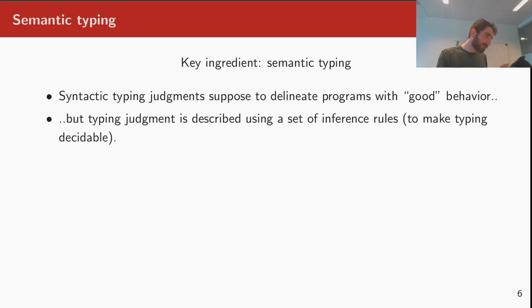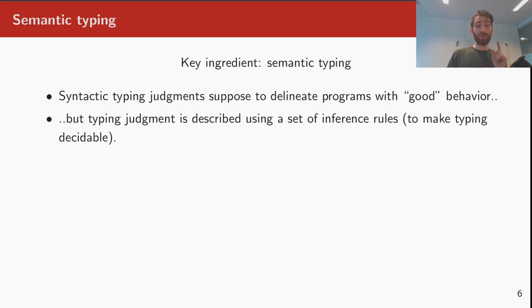In order to account for such programs, we use a technique called semantic typing. The idea behind it is as follows. The job of a type system is to delineate between programs with good behavior and bad behavior. However, a typing system is described by a set of inference rules, usually in such a way that type checking is decidable. So, a priori, type checking cannot be used to check behavioral properties in all the possible cases.